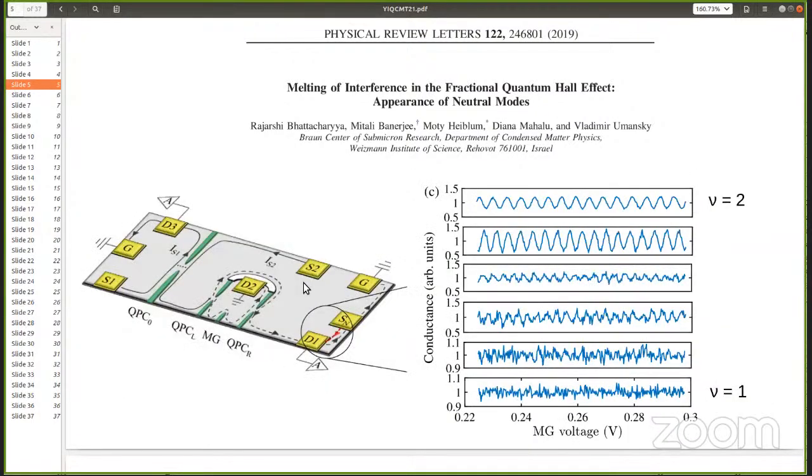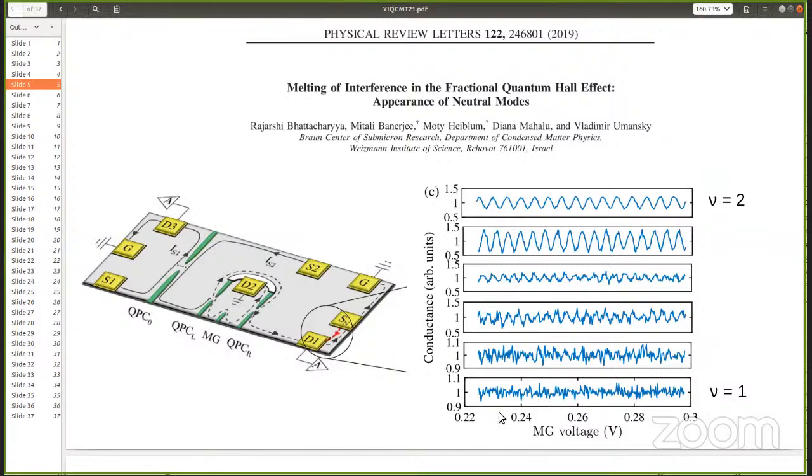Within the same experiment, they also created a Mach-Zehnder interferometer, and what they found is that if the filling factor is 2, then you can see a very nice interference pattern as a function of the voltage on this modulation gate, which essentially changes the length of the path inside the interferometer.